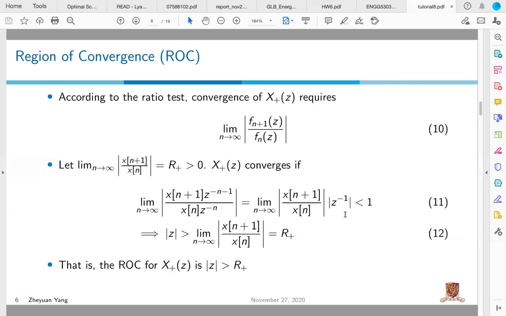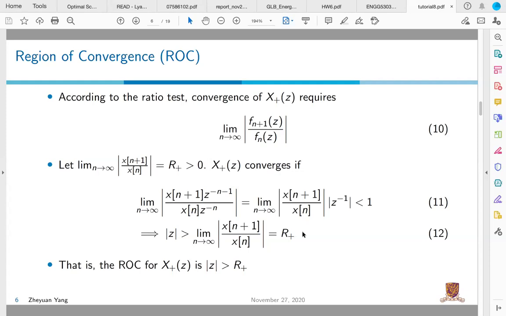And we get this term, the limit when n goes to infinity of x[n+1] divided by x[n], times the absolute value of z to the power minus 1, is less than 1. We move the term to the right and get equation 12. When the absolute value of z is larger than the limit, which is equal to R plus, we have the region of convergence. The region of convergence for X plus z is when the magnitude is greater than R plus.